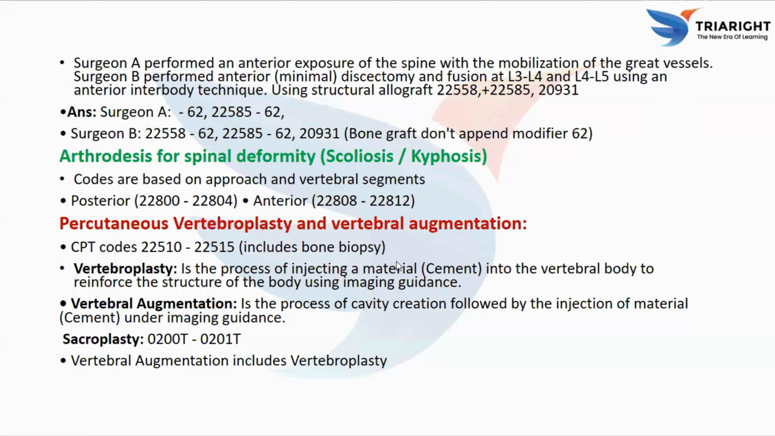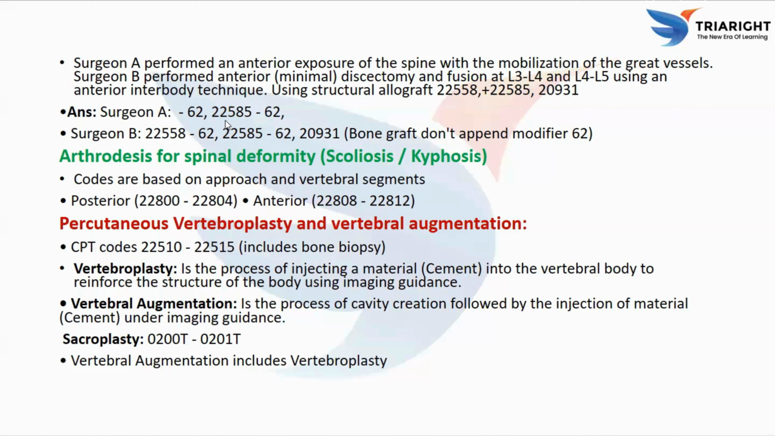So what is the important concept in using modifier 62? It is used when two surgeons of different specialties perform distinct parts of the same procedure. So payment is split by the payer. And what are the CPT codes involved here? 22558 for anterior lumbar interbody fusion for the first level, 22585 for each additional interspace, and 20931 for structural allograft. This is the correct coding.